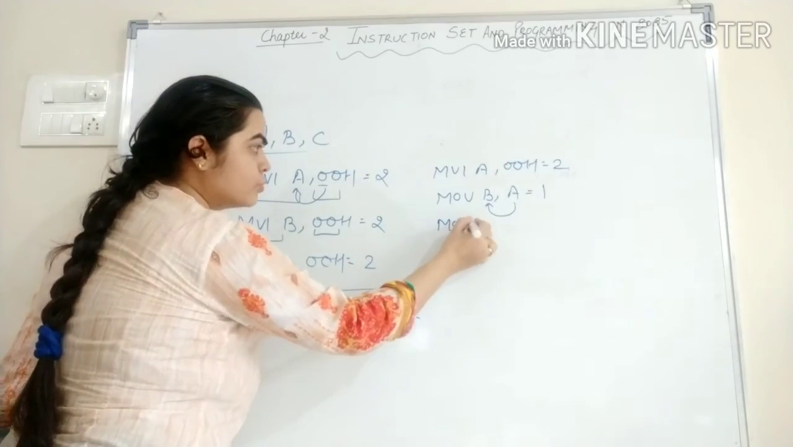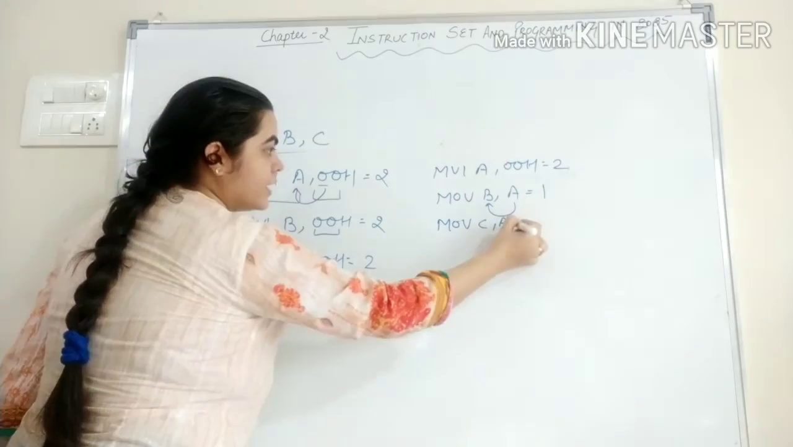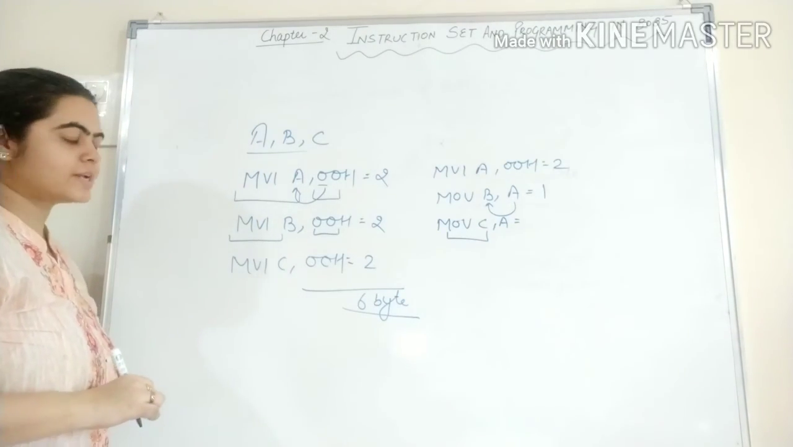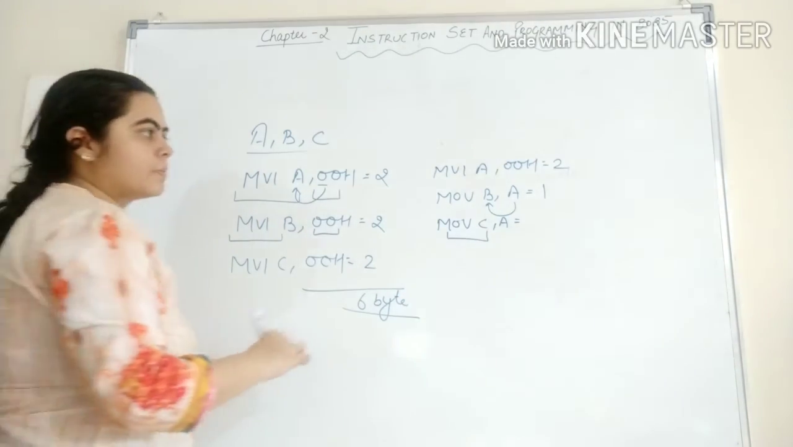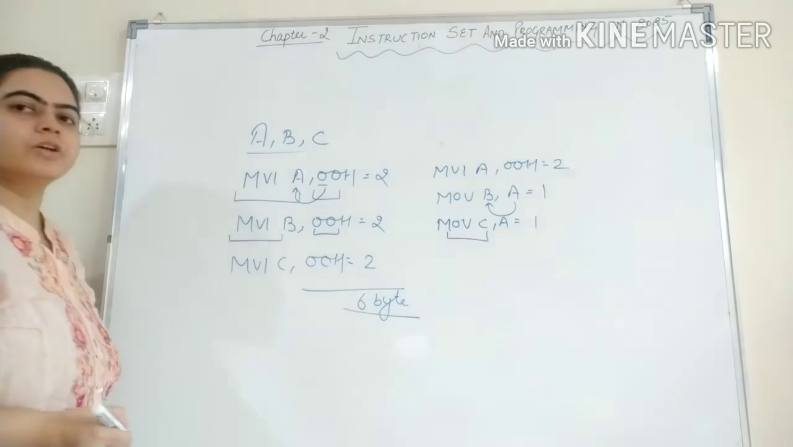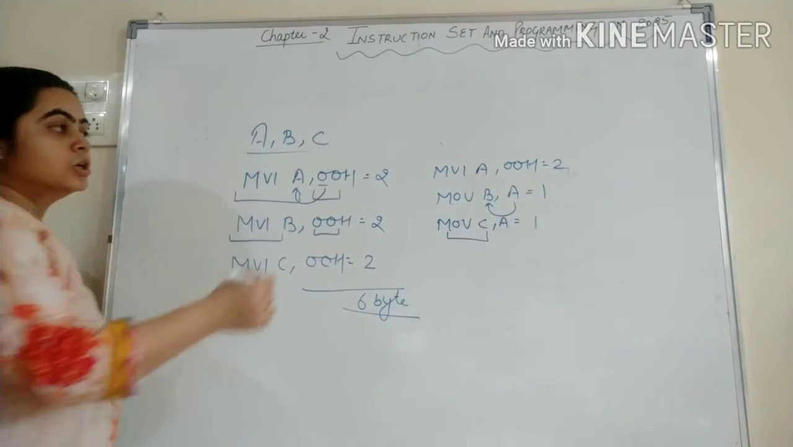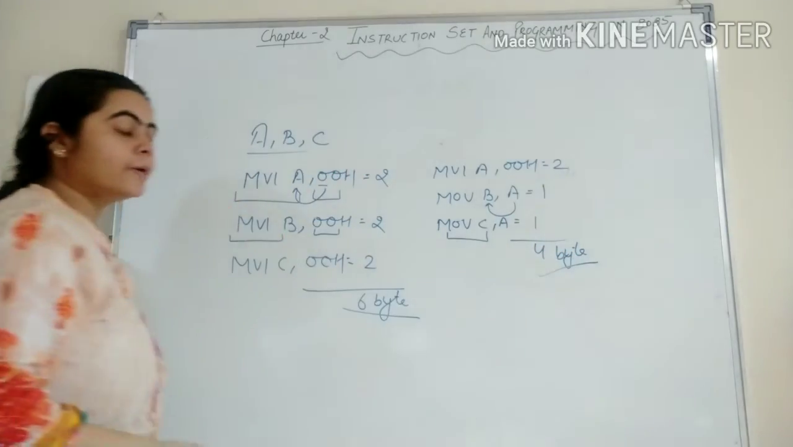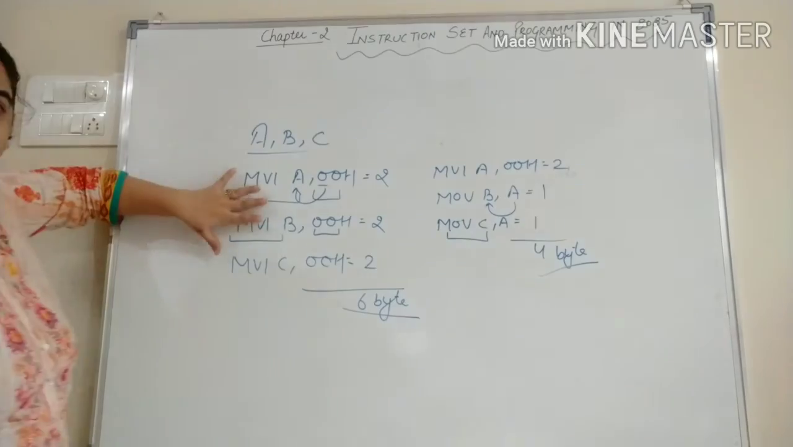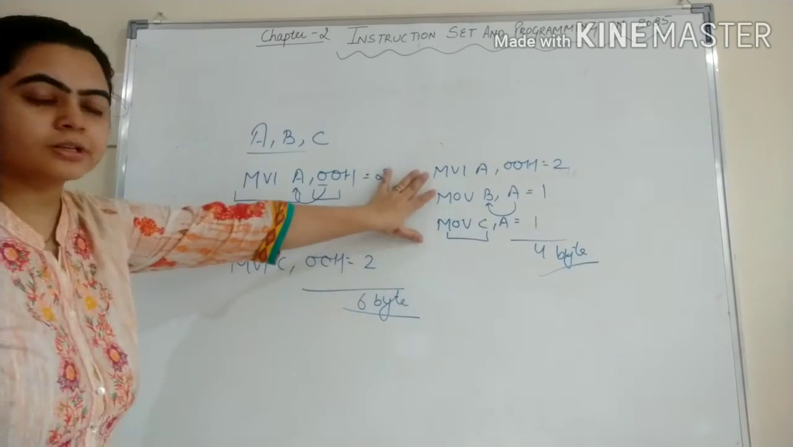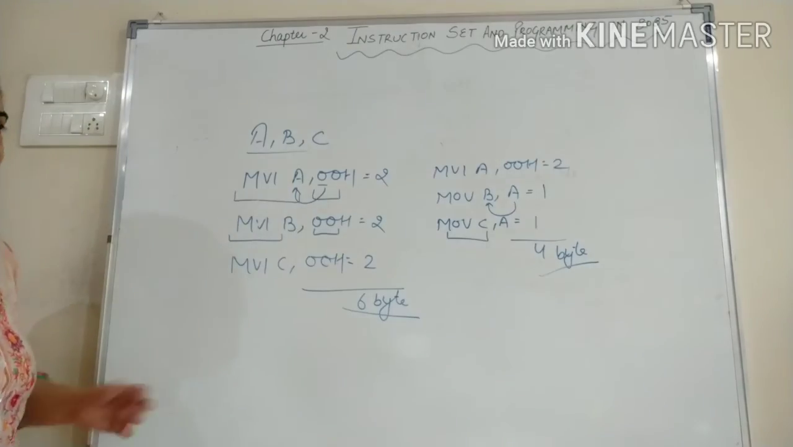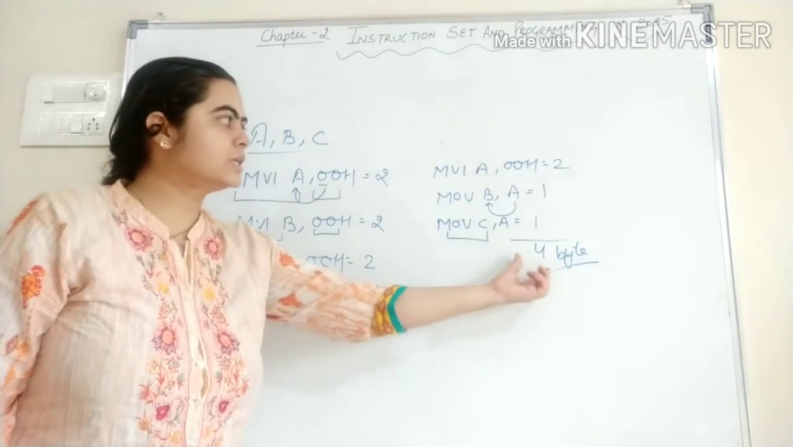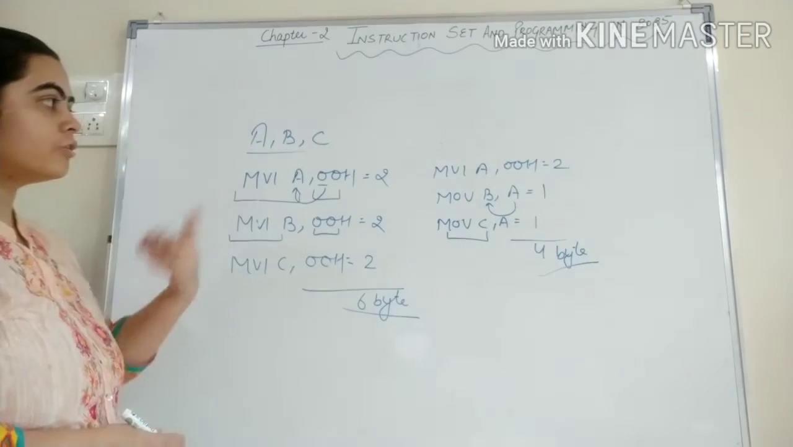Next we can write MOV C, A. Again this is the register addressing mode, where both the source and the destination are general purpose registers. So again this instruction will occupy 1 byte of memory. So overall all these instructions occupy 4 bytes of memory. With these 3 instructions we can do the same thing as with the earlier 3 instructions, but those 3 instructions occupy 6 bytes of memory, while these 3 instructions occupy 4 bytes of memory.